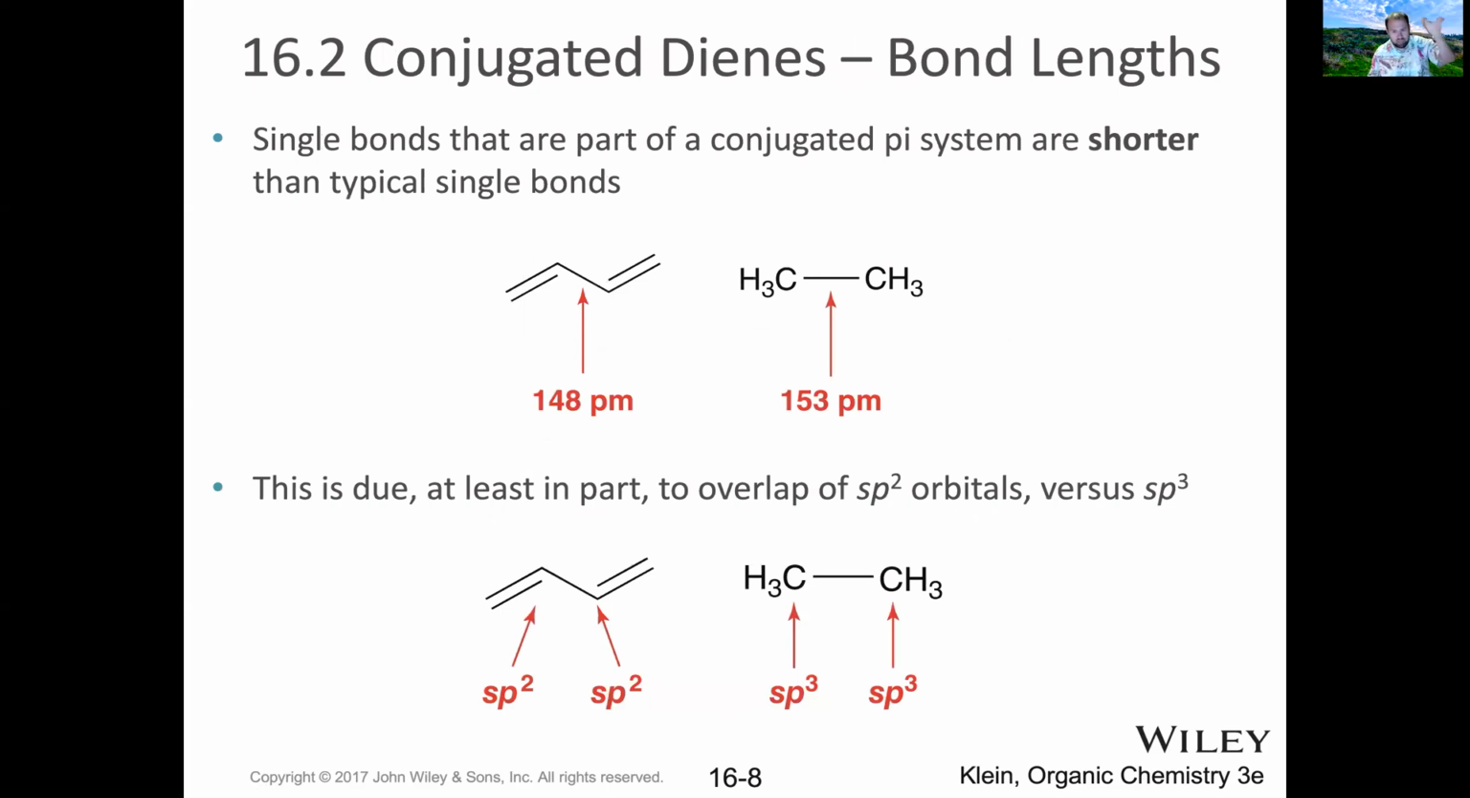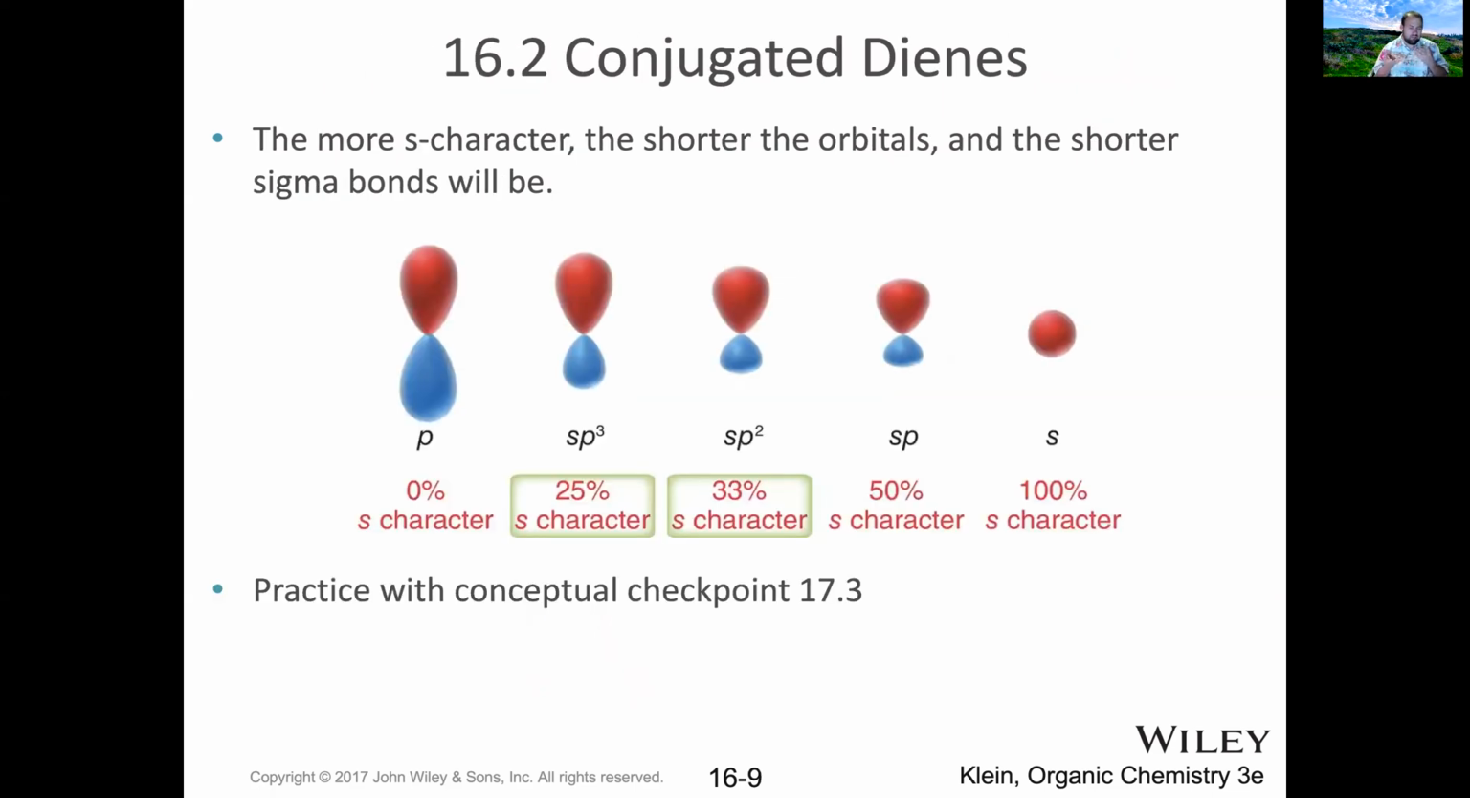One thing just to point out about the bond lengths is the conjugated dienes have a much shorter sigma bond that separates them than a regular alkane. And the reason for that is the sigma bond between two conjugated double bonds is made up of two sp2 hybrid orbitals overlapping. So these carbons are sp2 hybridized, so the two orbitals that overlap to form the sigma bond are two sp2 hybrid orbitals. So why does that matter?